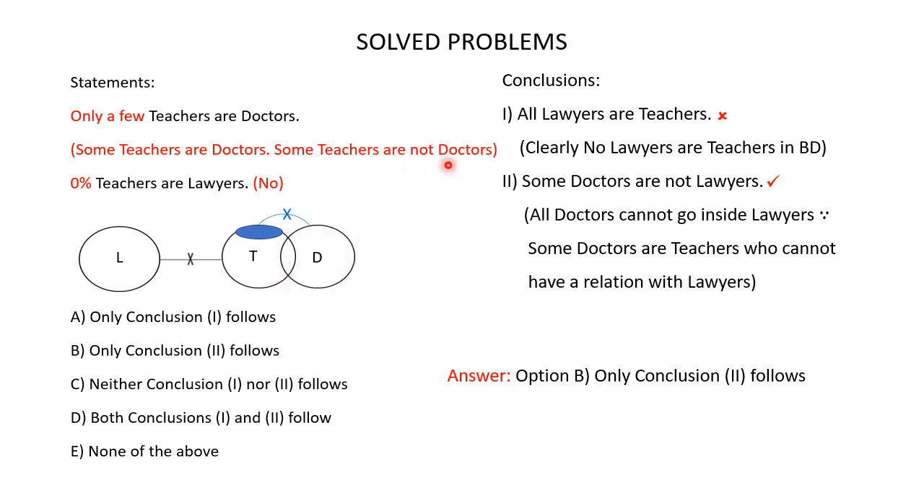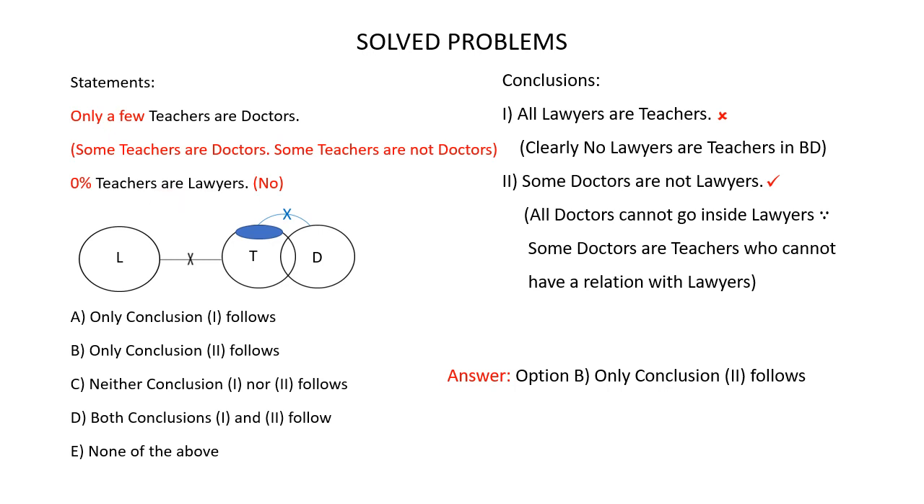Some teachers are not doctors. So shade a small portion of teachers and draw a line with a cross mark from this shaded portion of teachers to doctors to indicate that some teachers are not doctors.